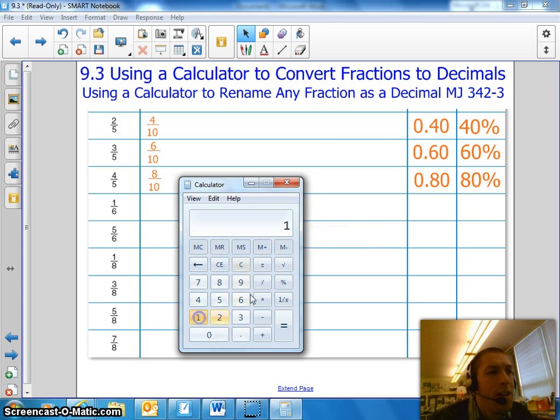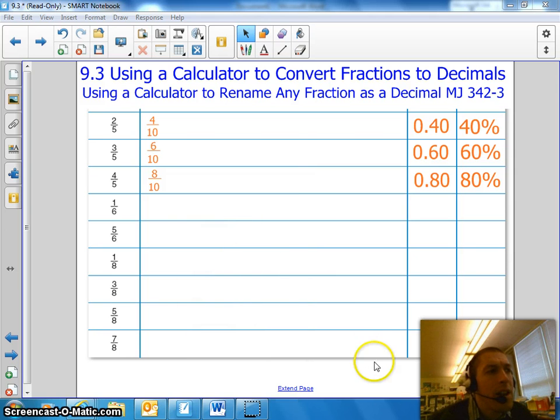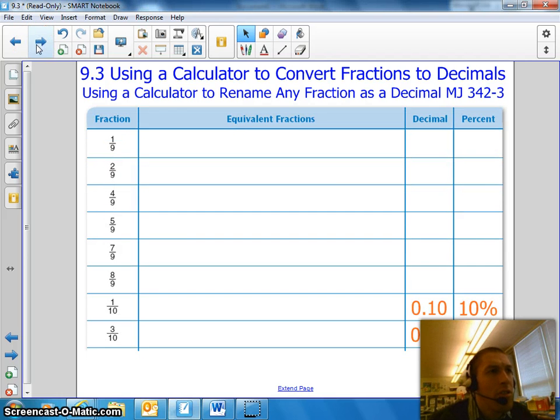1/8, 1 divided by 8, and you have 12, and you have 12%, but actually you'd round up to 13%, and so on. So I think you guys have the idea of this, so I'm not going to make you do the rest of these, but make sure you can do any fraction and turn it into a percent and a decimal.